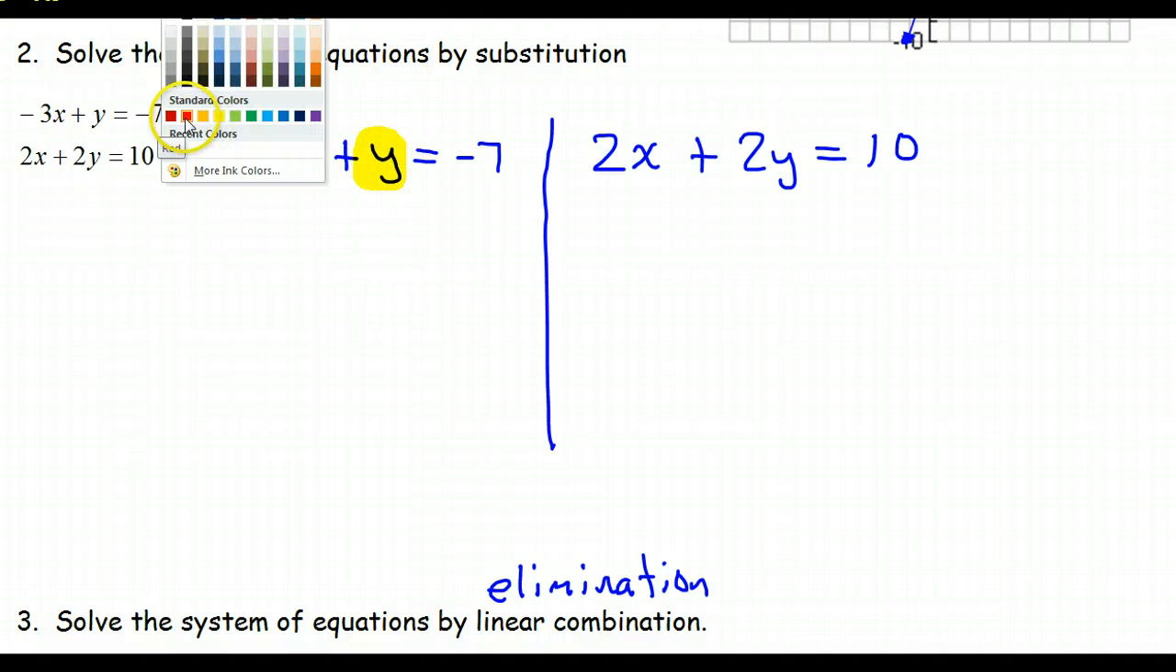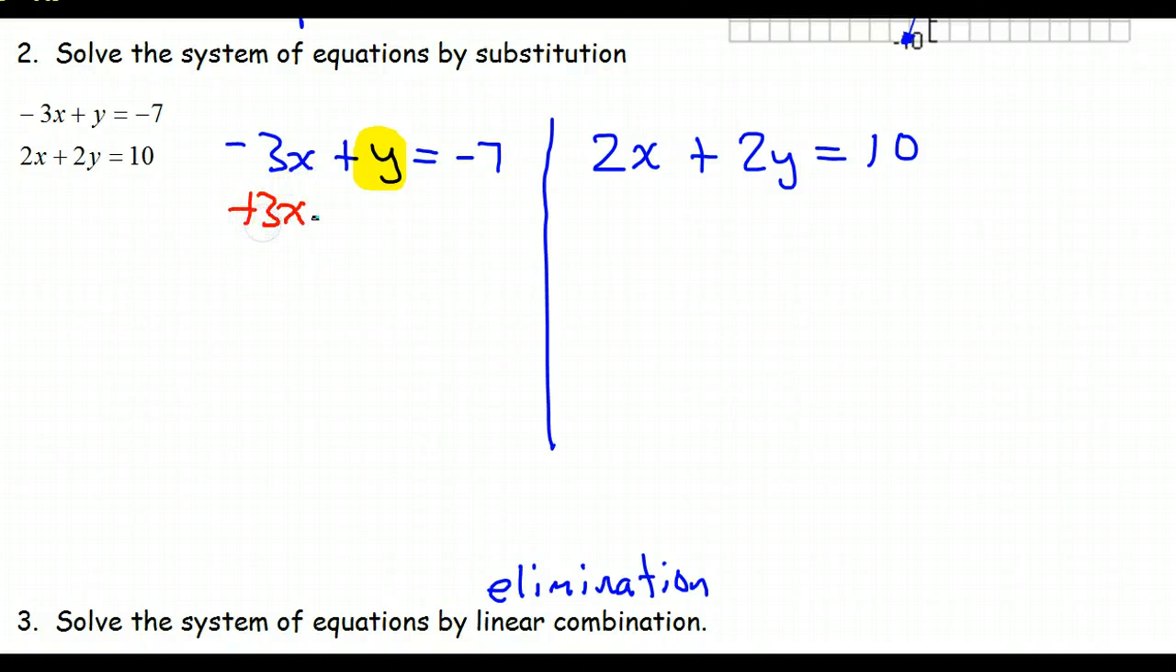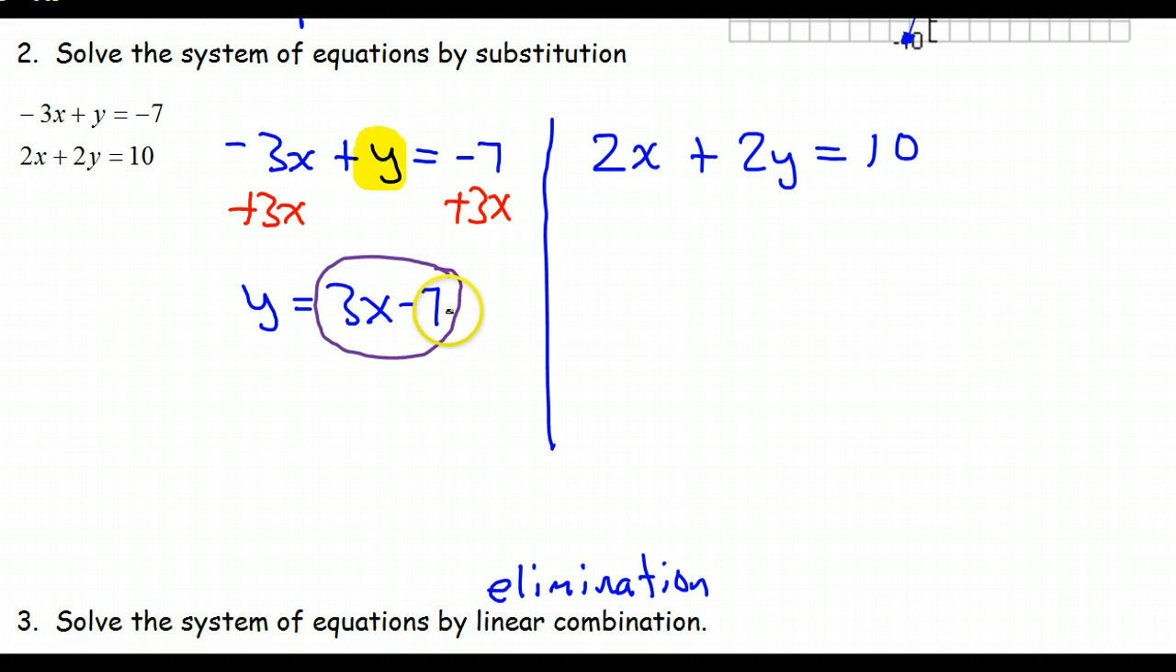So let's go ahead and get that by itself by adding 3x to both sides, just like we did before. So that means we have y equals 3x minus 7. Now for substitution, once you have the first variable by itself, you're going to take whatever it's equal to and substitute that into the other equation where it goes. Since this is a y value, we're going to make sure that we substitute it in for y. So I'm going to take this and I'm going to substitute it here.